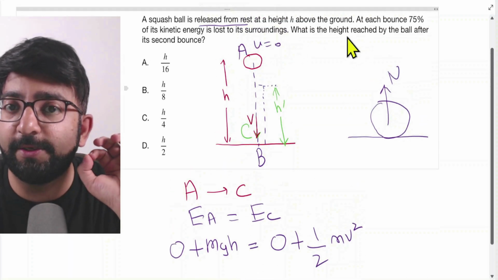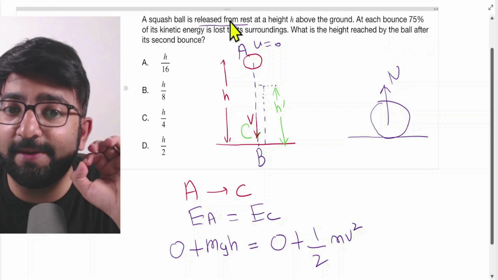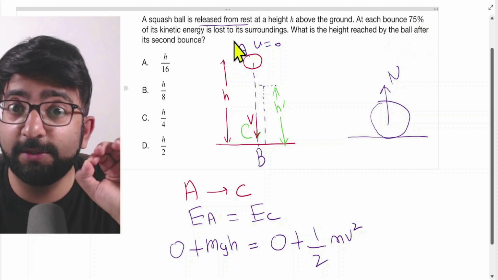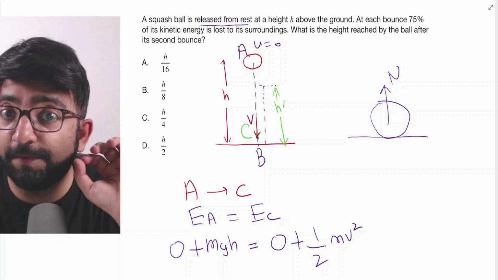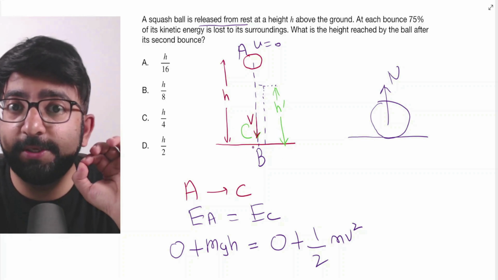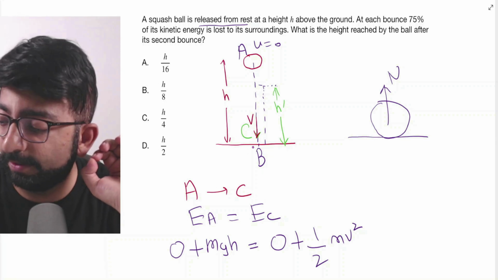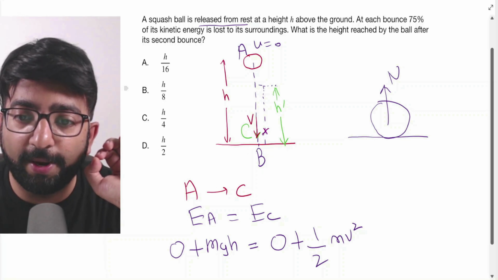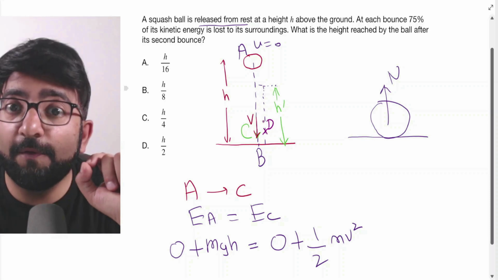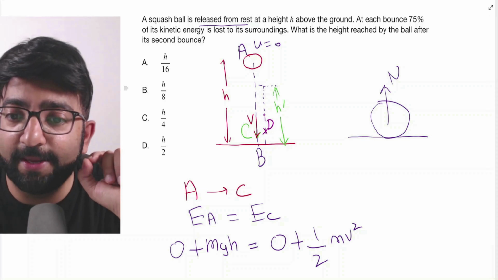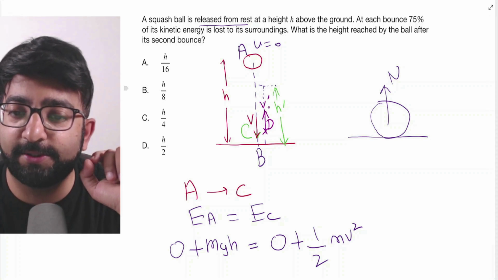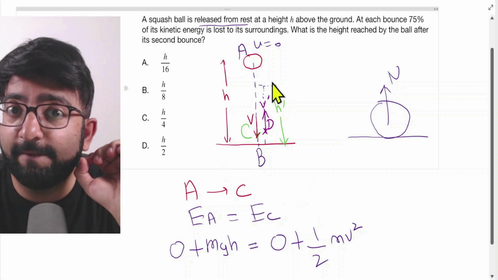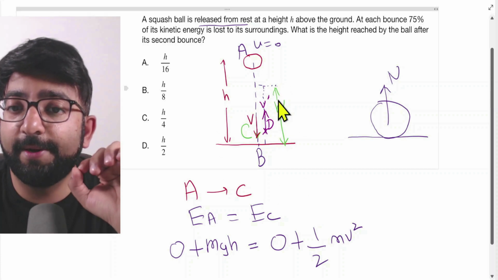Now, in the question, it is mentioned that after each bounce, 75% of the kinetic energy is lost to the surroundings. Let us label one more point in this diagram. We have considered point C, the position just before hitting the ground. Now let us consider a point D, just after hitting the ground. At point D, the ball is moving upwards with, let's say, a speed of v dash. So let me repeat, v dash is the velocity of the ball just after hitting the ground.